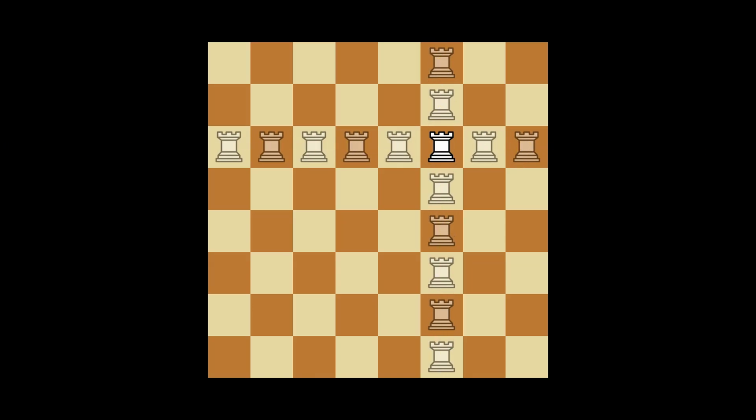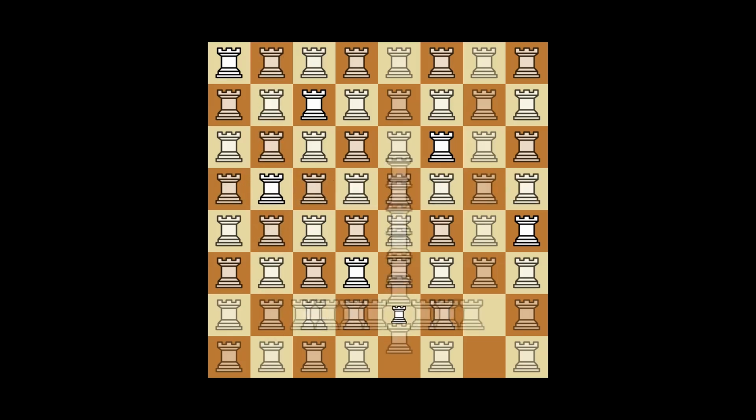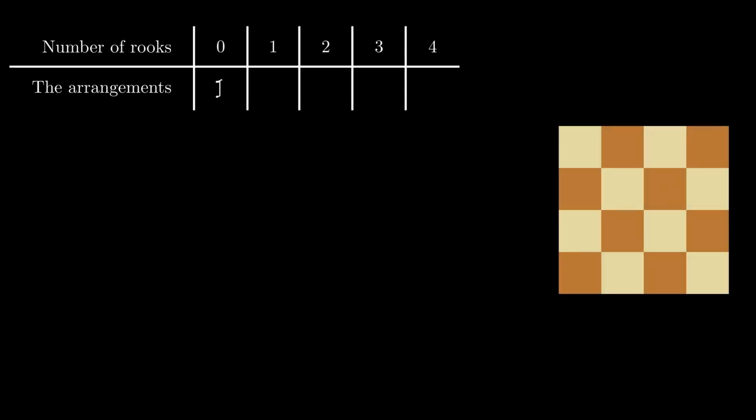To begin with, let's remember that the rook moves horizontally and vertically, while no more than n unbreakable rooks can be placed on a square board with side n. Let's try to understand how many ways you can arrange unbreakable rooks in a 4x4 square.